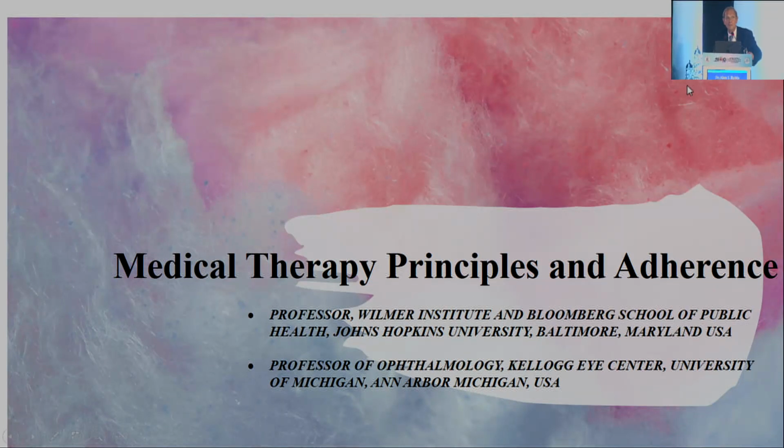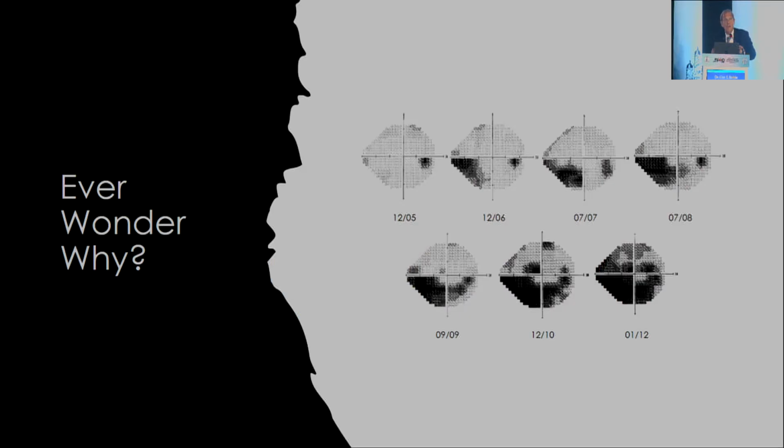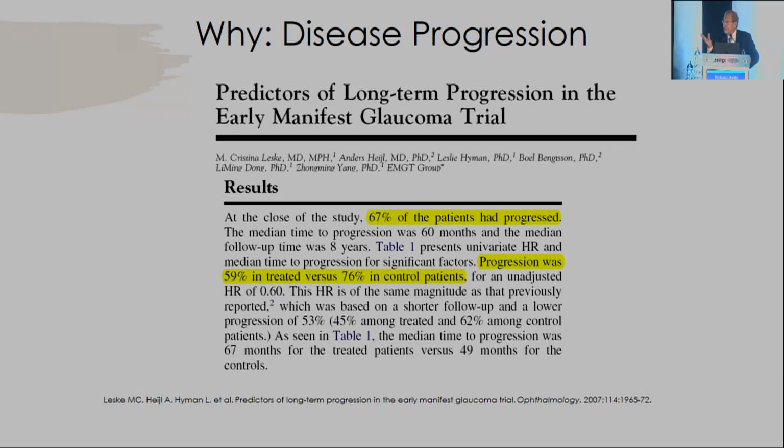I'm going to talk to you about some work that we've done in both of my talks, first about medical therapy and then about pseudoexfoliation. When you see patients, and this is a real patient, both eyes are about the same, who progress over a 7-year period despite the fact that the IOP has always been controlled, you wonder why. Or if you look at the Early Manifest Glaucoma Treatment Study, which showed that treatment works better than no treatment, but that half the patients who were treated still progressed, don't you wonder why?